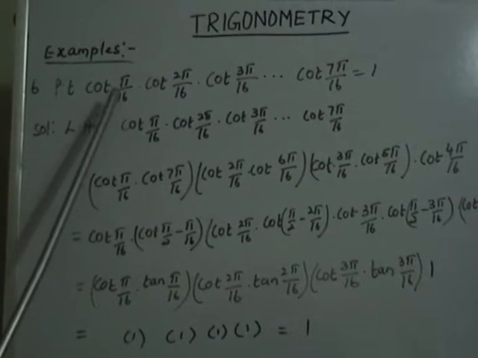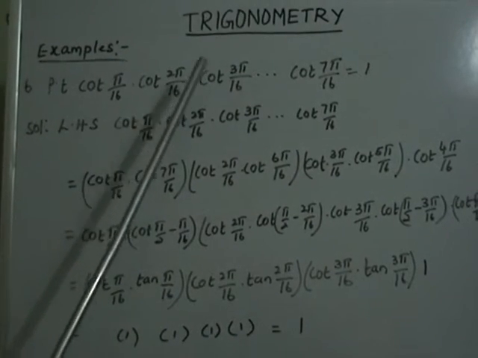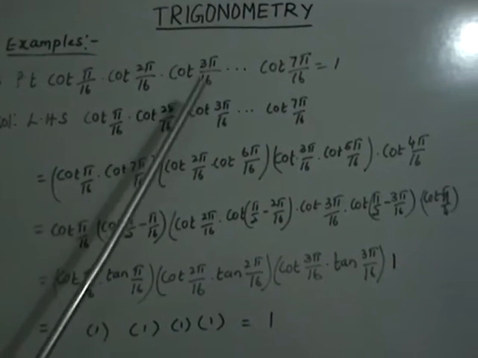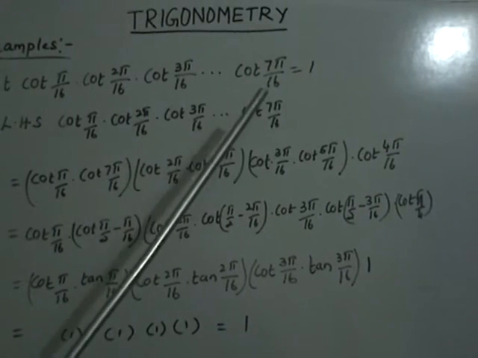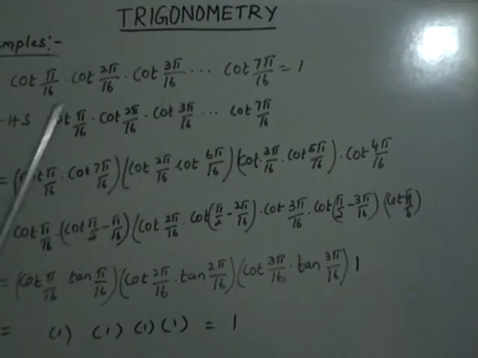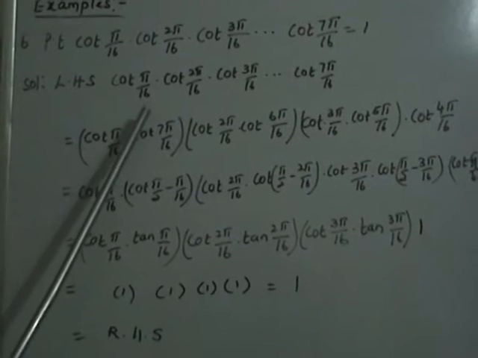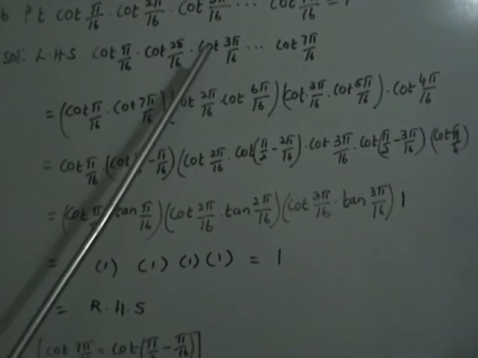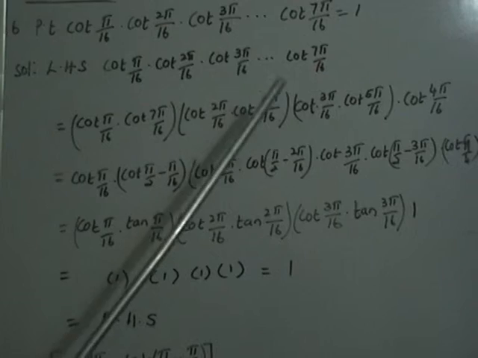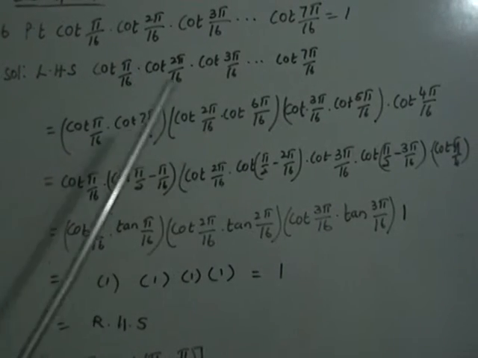Prove that cot pi by 16, cot 2 pi by 16, cot 3 pi by 16, etc. to cot 7 pi by 16 is equal to 1. Let us take the LHS. Cot pi by 16, cot 2 pi by 16, cot 3 pi by 16, etc. to cot 7 pi by 16.